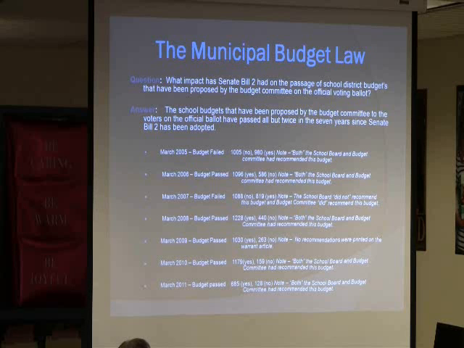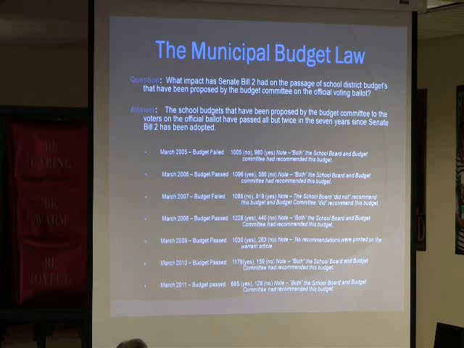In the 7 years since the SB2 was passed in 2005, both the budget committee and the school board recommended to the voters of Guilford to adopt the budget committee's budget, which would be the amount of money that would fund the school district. After the first year of the adoption of SB2, the school district budget did fail. The next year, both the budget committee and the school board recommended that the voters adopt the budget committee's budget, and in that year the budget did pass.